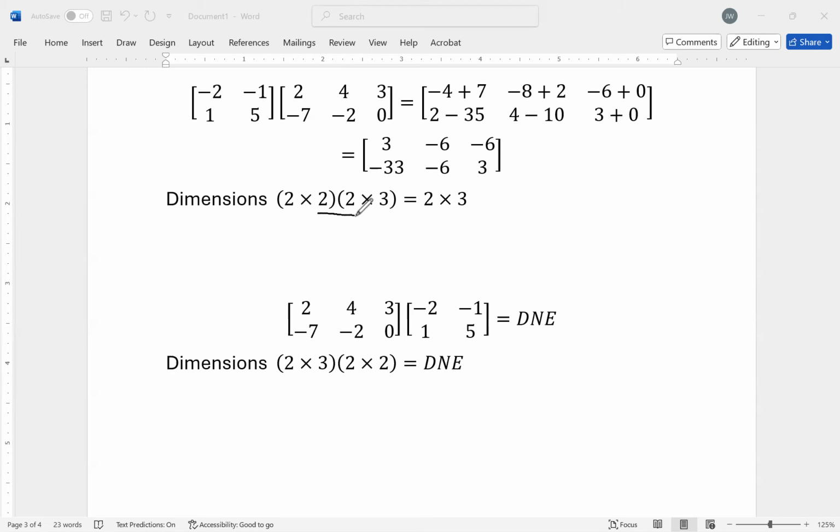As long as these middle entries match up, then I can do matrix multiplication. And if these middle entries don't match up, so if the number of columns in the first matrix doesn't match up with the number of rows in the second matrix, then I cannot multiply the two matrices together. When they do match up, they're going to cancel each other out, and I'm just left with a 2 by 3 matrix.